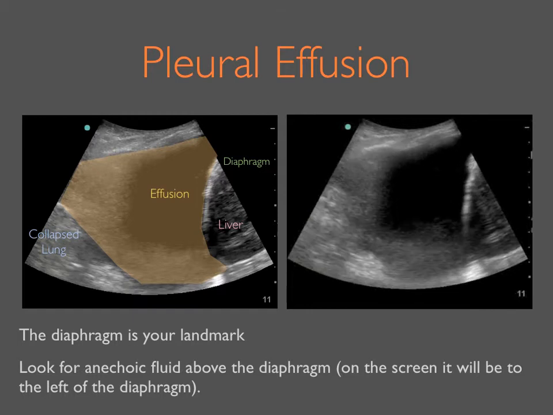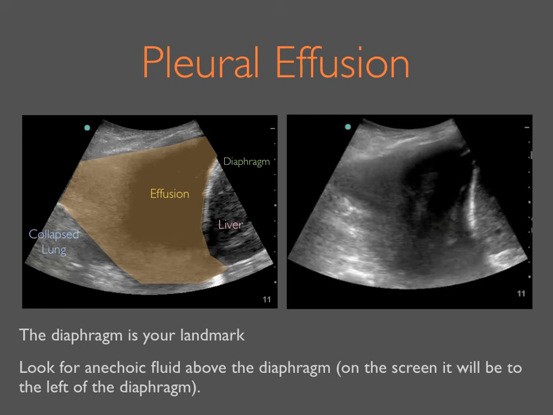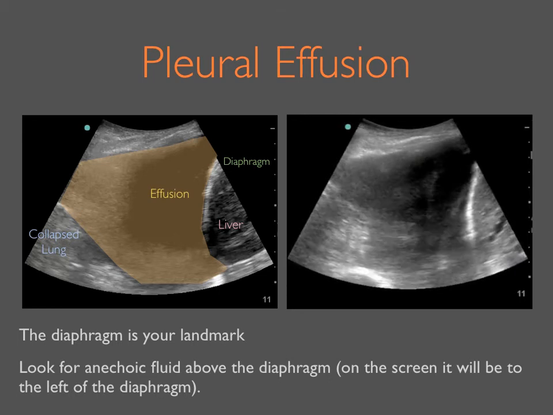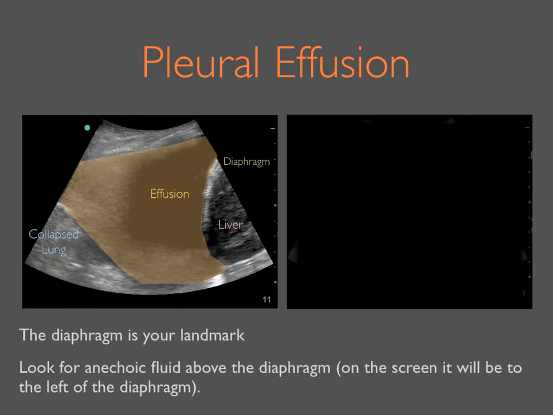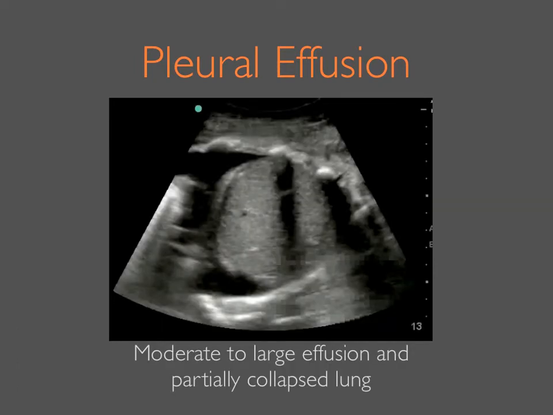Here we see the curved hyperechoic diaphragm with a large thoracic effusion and collapsed lung visible on the left side of the image. Here we see a moderate to large effusion with partially collapsed lung. In this example, we see a hemithorax entirely filled with fluid and a completely collapsed lung floating inside. The diaphragm is not evident in this example.